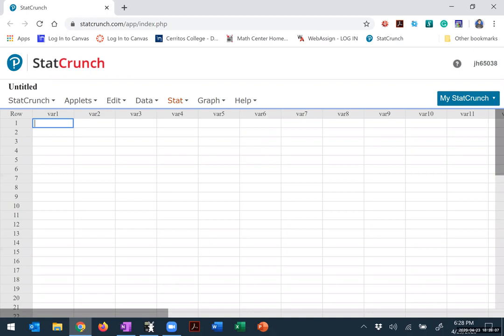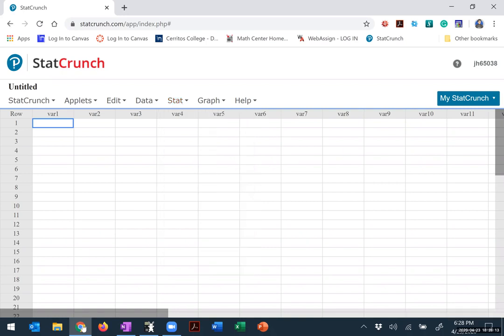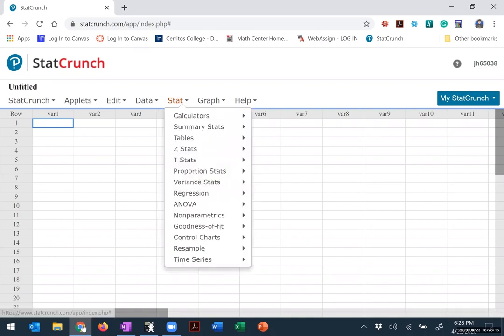So let's go to stat, and then t-stats. Let's try that again. Stat, t-stats. Oh my gosh, what the heck? Is it going to work? Okay, forget it. I'm just going to use my mouse.